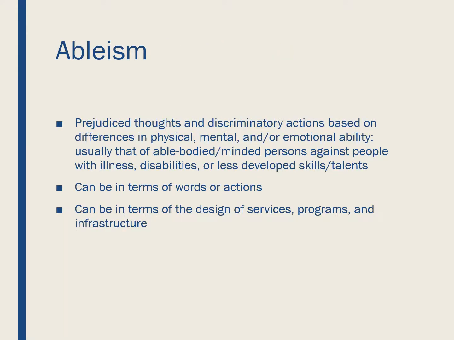Next, we're going to switch gears a little bit and talk about ableism. Now, ableism is the prejudiced thoughts and discriminatory actions based on differences in physical, mental, and/or emotional ability. And this is usually done on the part of able-bodied or able-minded persons against people with illnesses, disabilities, or less developed skills or talents. Ableism can occur in terms of words and actions, so derogatory terms, derogatory slurs, things like that. But it can also occur in terms of the design of services, programs, and infrastructure.